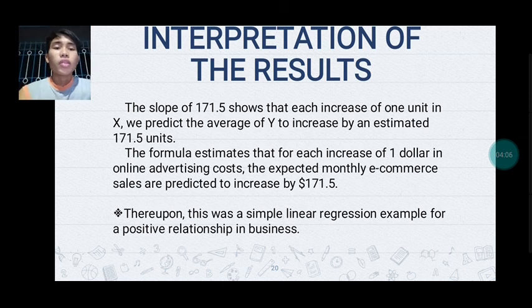The slope of 171.5 shows that for each increase of 1 unit in x, we predict the average of y to increase by an estimated 171.5 units. The formula estimates that for each increase of $1 in online advertising costs, the expected monthly e-commerce sales are predicted to increase by 171.5. Thereupon, this was a simple linear regression example for a positive relationship in business.